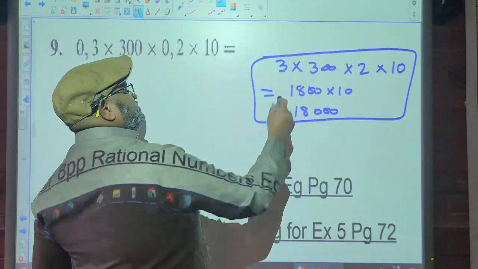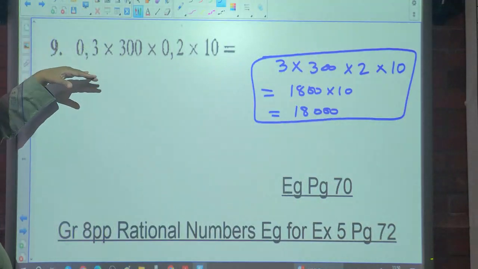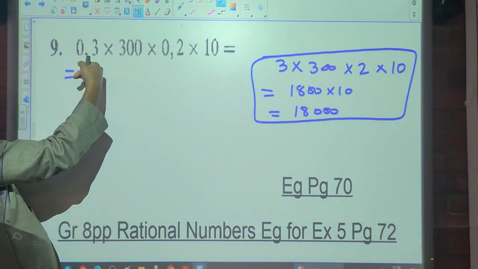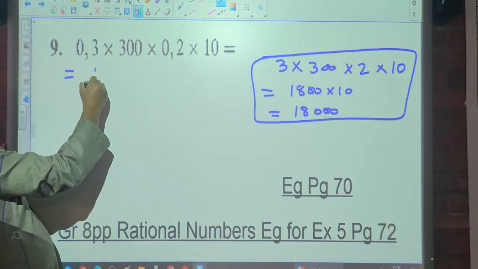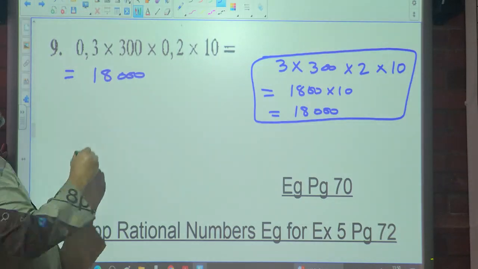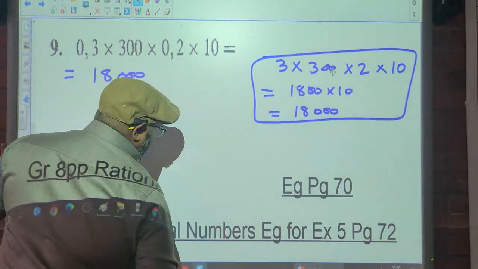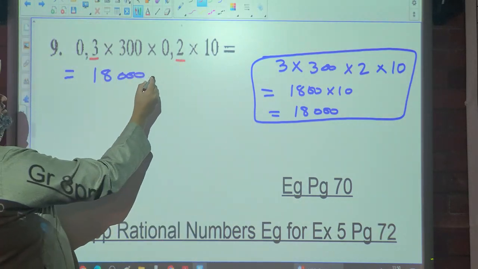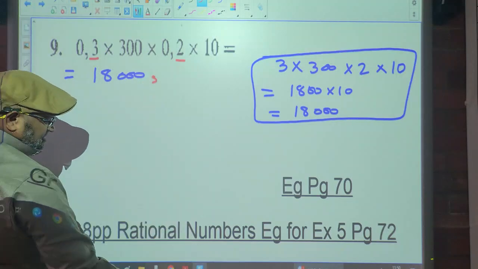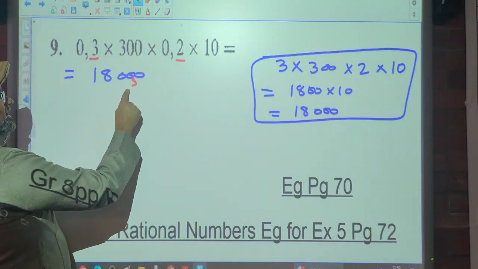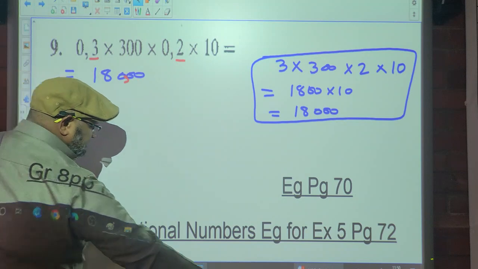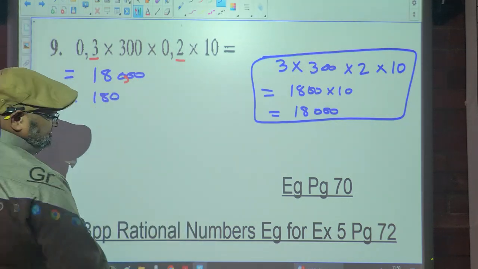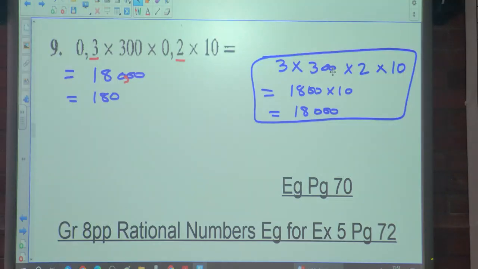Okay, remember that I do not write this under here. Because if I write the equal sign here, that means to say that is equal to the next line, which is not the case. So it's 18,000. People, how many digits are after the comma? 1, 2. So currently the comma is lying there. I move it 2. So it's 1, 2. So the answer is simply 180. Okay?